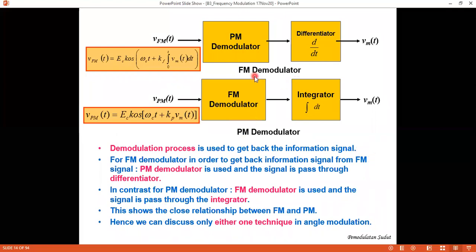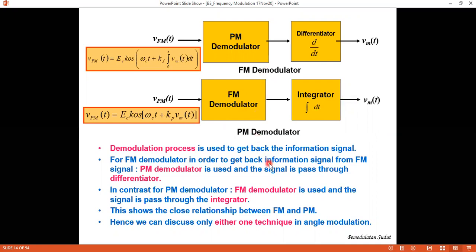For the demodulation part, the process is inverse. If we use a PM demodulator to demodulate FM, we need a differentiator, because the PM demodulator will not differentiate our VMT. If we use an FM demodulator to demodulate PM, we need an integrator, because the FM demodulator will differentiate our VMT, so we need to integrate so that it becomes VMT. From this relationship, we know that FM and PM are very closely related.